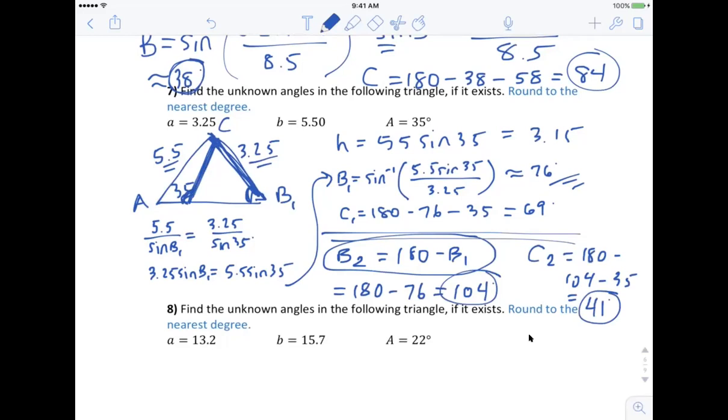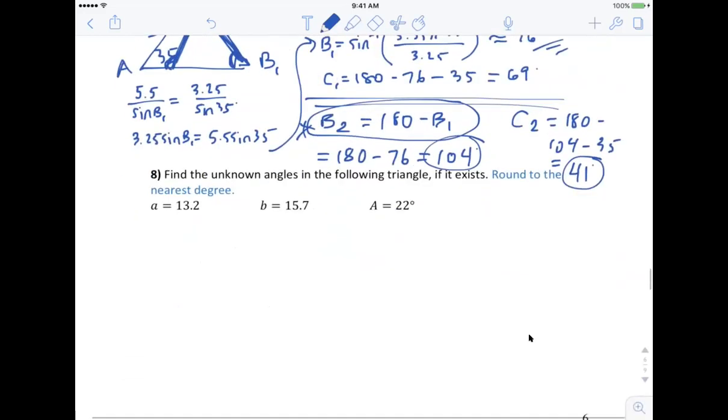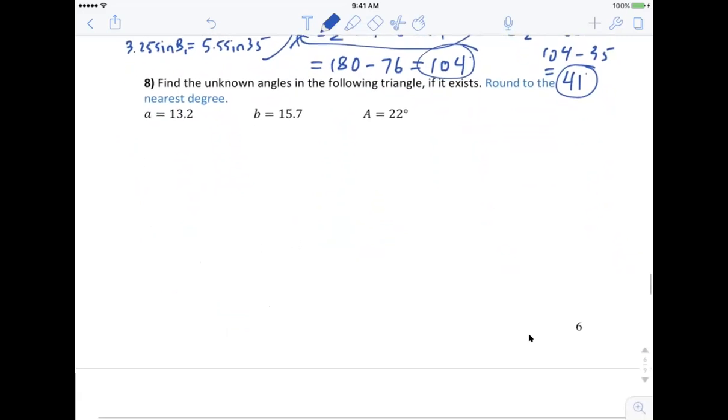So the ambiguous case, when you have two triangles, that's the most work. But basically you do it the same way as we did the other one, but then you have this additional step of finding that B2 of 180 minus B1. All right, fun stuff, right? I know it's a little confusing, but practice with it, you'll get it. Let's do one more for this video. That's going on a while.